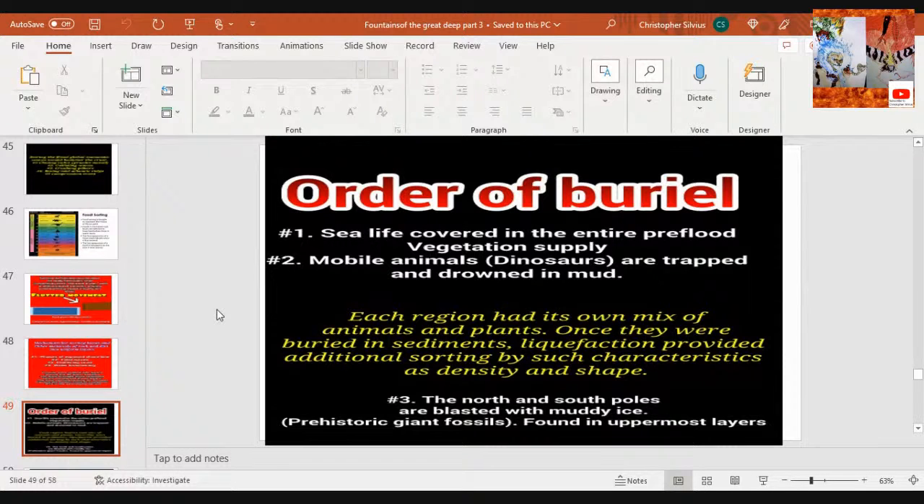So the mobile animals, like the dinosaurs, are trapped and they're drowned in mud. They're trying to escape to higher ground. Each region had its own mix of animals and plants once they were buried in sediments. Liquefaction provided additional sorting by such characteristics as density and shape. You have the North and the South Poles that are blasted with muddy ice, and they have prehistoric giant fossils found in the utmost layers, like the saber-toothed tiger and the woolly mammoth and the hairy rhinoceros, and other examples like giant sloths and giant beavers that are found in these regions. Those are pre-flood mammals that lived on the highest points.